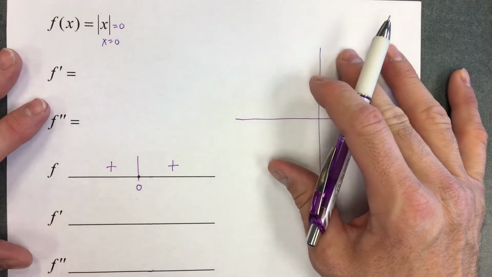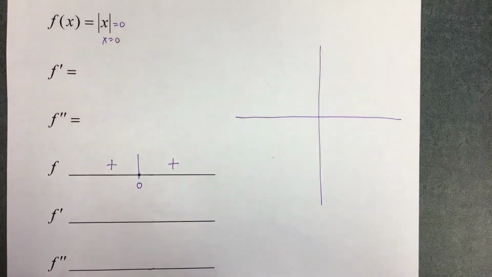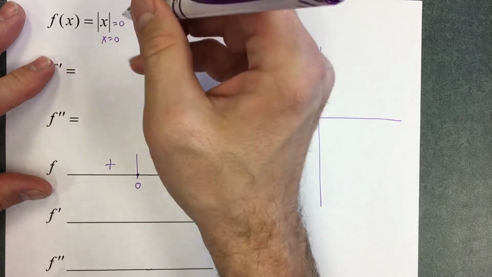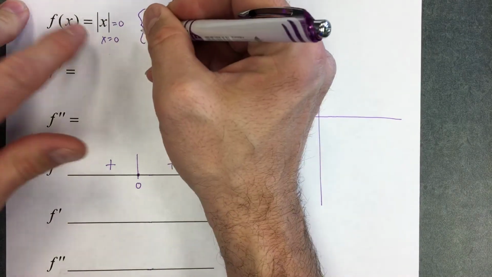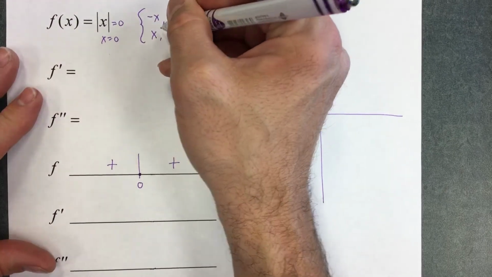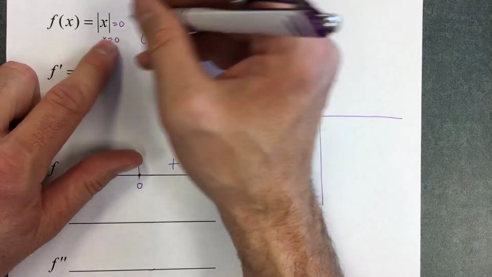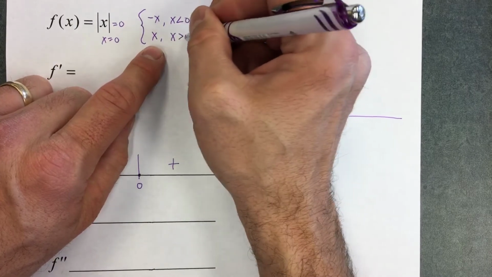Okay, so next I'm going to take a derivative, but I'm not really sure how to take a derivative of absolute value of x. Because I can't really, I need to rewrite absolute value of x into the two pieces of the piecewise function that it is. You see, it's negative x when x is less than 0, and it's positive x when x is greater than 0.